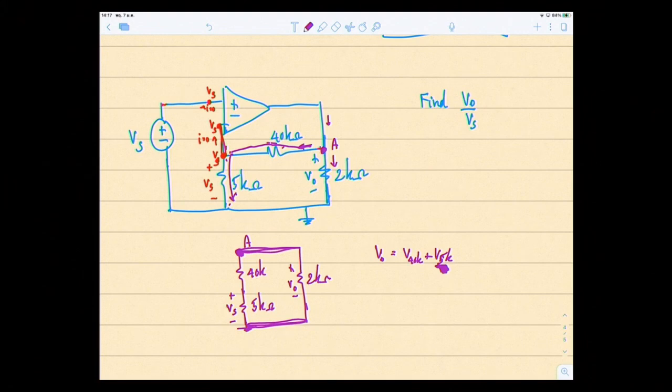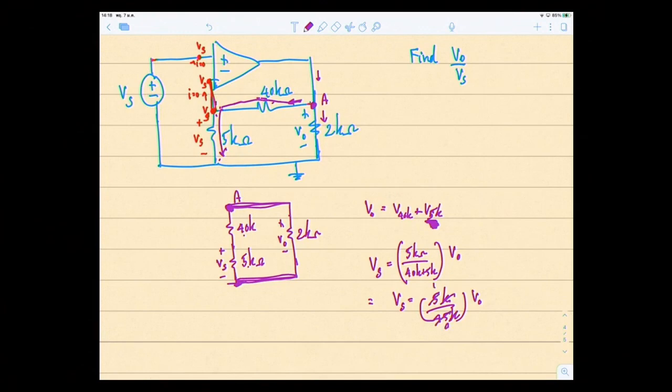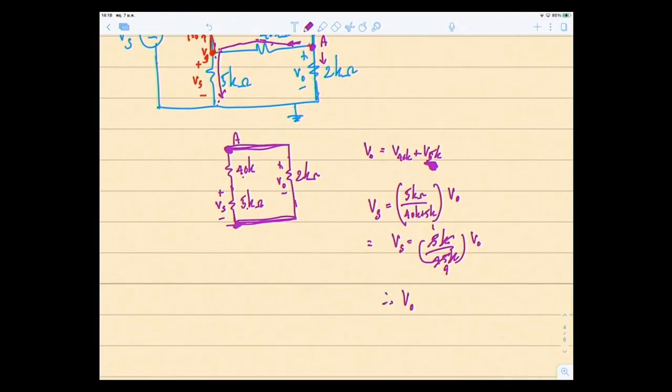So if you write down the voltage divider rule, Vs is equal to Rx, which is 5k ohms, divided by 40k plus 5k, since Vout gives itself to 40k and 5k in series, times Vout. So you have Vs equal to 5k over 45k Vout. But we want to find Vout over Vs, so the k's cancel, and Vout over Vs is equal to 9. So this is your answer.